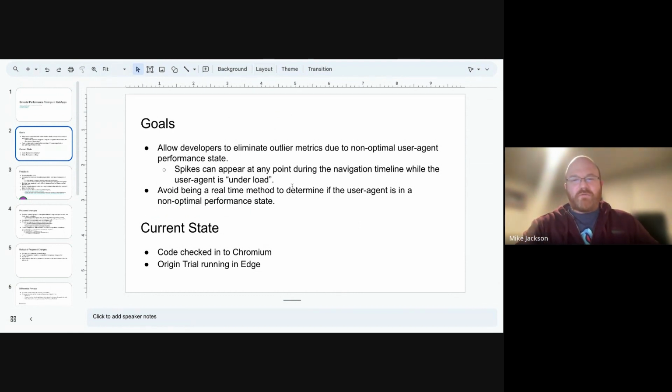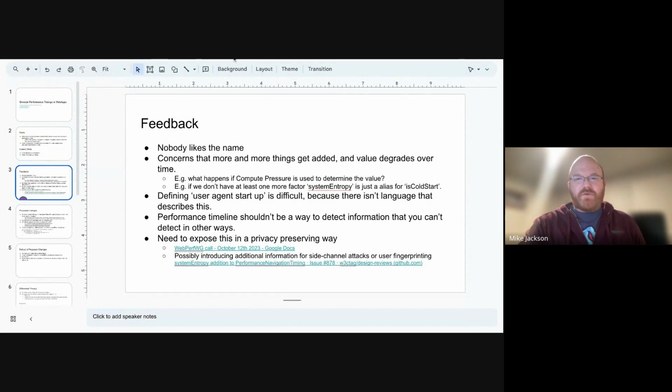And we also wanted to avoid being a real-time method to determine if the user agent is in a non-optimal performance state. The current state of this is we have all of this code checked in Chromium, and we are currently running an origin trial in Edge. As a result, we have some really good feedback, and we've seen some really good data. So at a high level, the feedback is nobody likes the name.